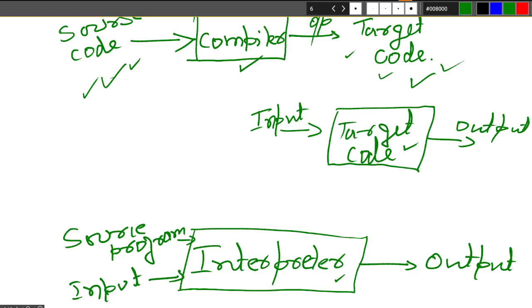Basically, sir, an interpreter just translates one statement at a time into machine code, but a compiler translates the entire program from source code to the target code. The interpreter does not generate intermediary code. It directly gives the output, but the compiler converts the source code into the target code, and the target code is the intermediary code. Okay.